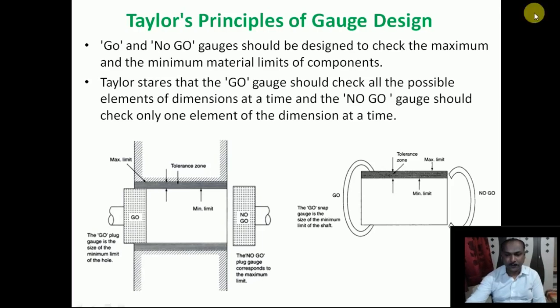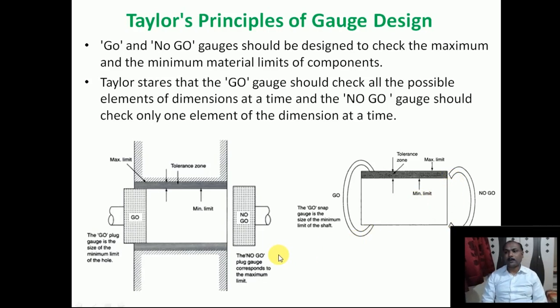So here you can see the go gauge is checking the maximum metal condition in a hole, that is the lower limit. The no go gauge is checking the minimum metal condition, so it is checking the upper limit. In the case of a shaft, the go gauge is checking the maximum metal condition, that is the upper limit, and the no go gauge is checking the minimum metal condition, that is the lower limit.